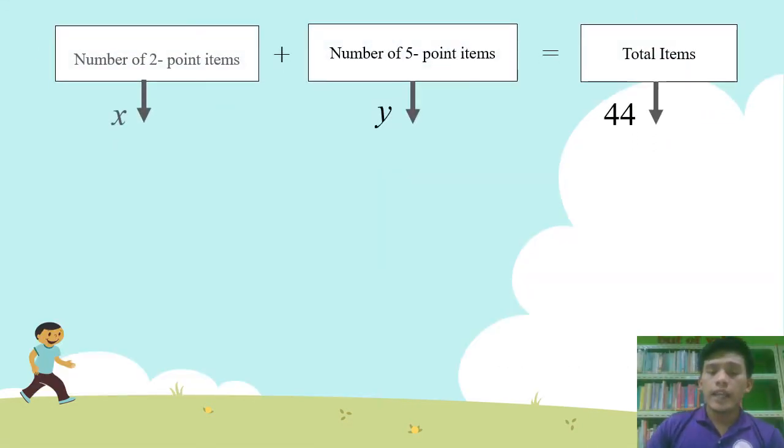The number of 2-point items we let as x, as what is said in the solution. The number of 5-point items, we let as y. And the total question items is 44. So we can form already one equation.